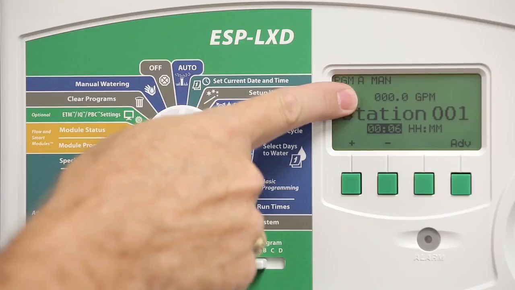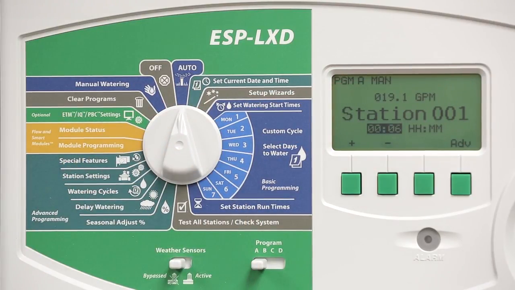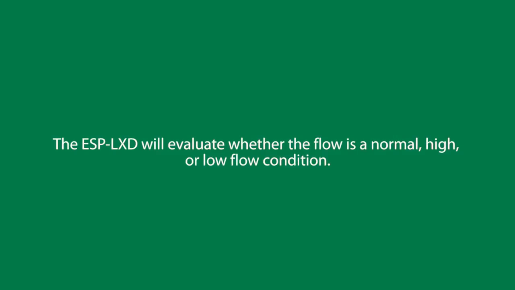Observe the real-time flow rate at the top of the display as the stations run. Since FlowWatch is enabled, the controller compares the real-time flow rate it sees from the flow sensor to what it learned was the normal flow rate. The ESP-LXD will evaluate whether the flow is a normal, high, or low flow condition.